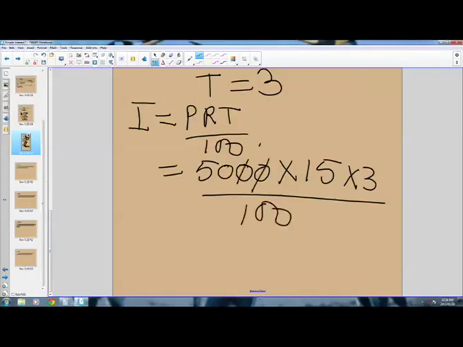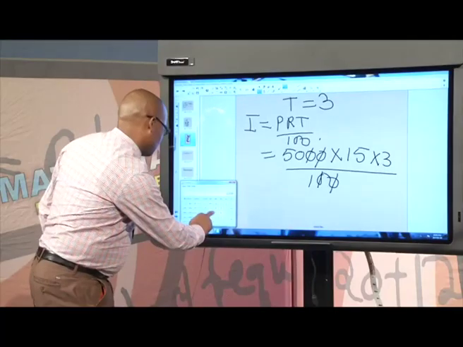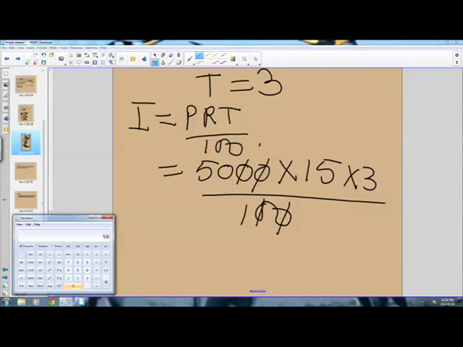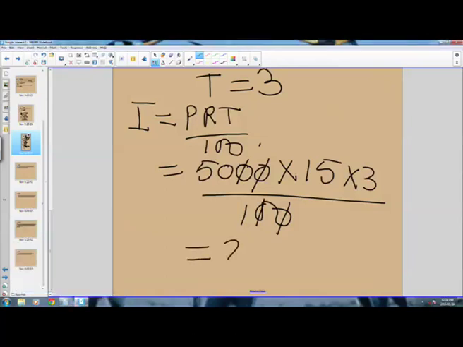So this is just 50 times 15 times 3. And then what do we get? 2250. So the answer that we are getting here is 2250. This is the same answer that we got when we were working out the first question. So we can see that we can use this formula to find the simple interest.